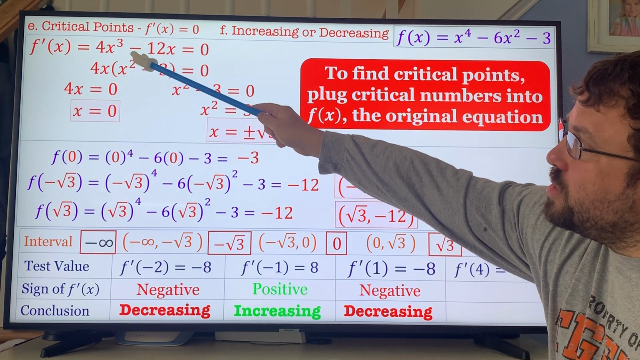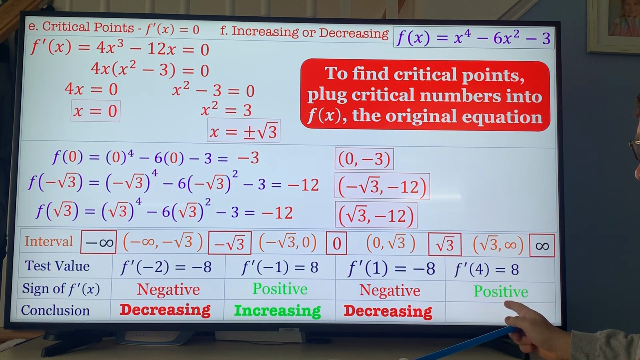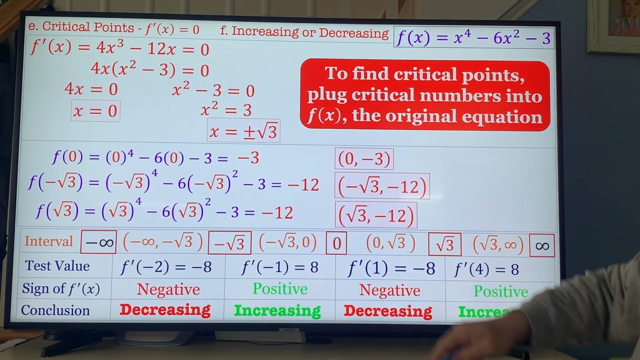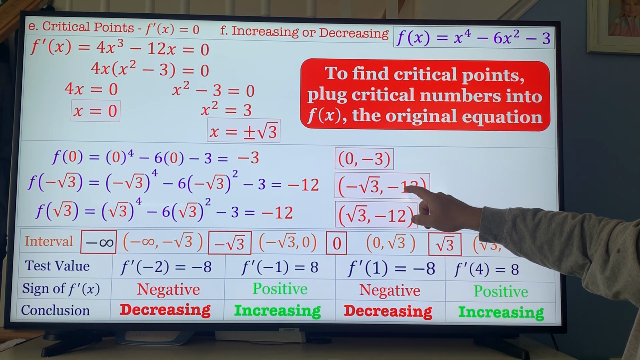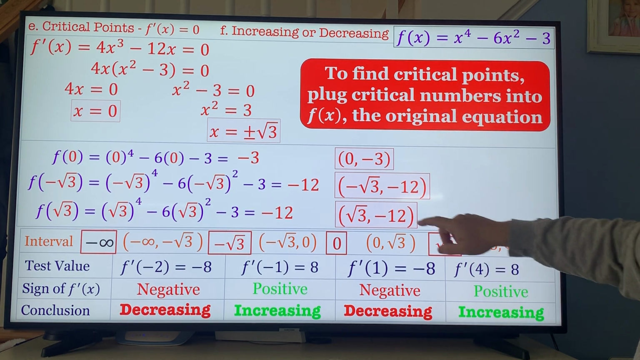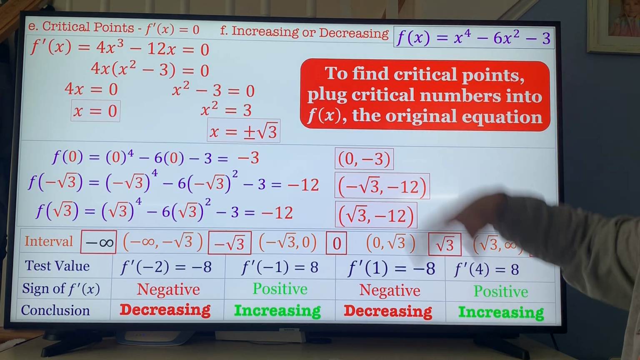4 times 8 minus 24 is indeed 8. Positive number increases. So what this means is my graph is going to go down till it hits this point. After this point, it's going to go up till it hits this point, and then it's going to go down till it hits this point, and then it's going to go back up. All right? That's all this stuff means.